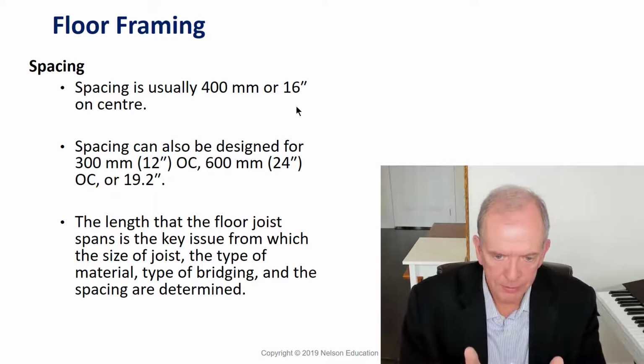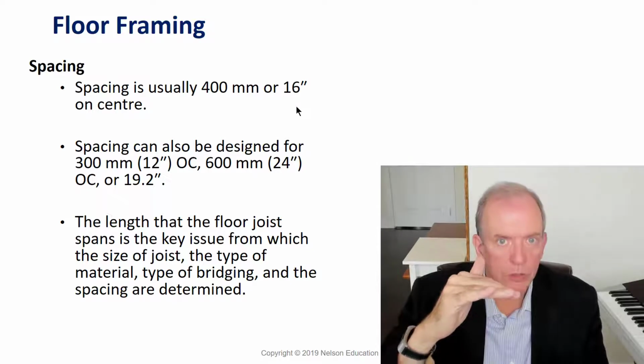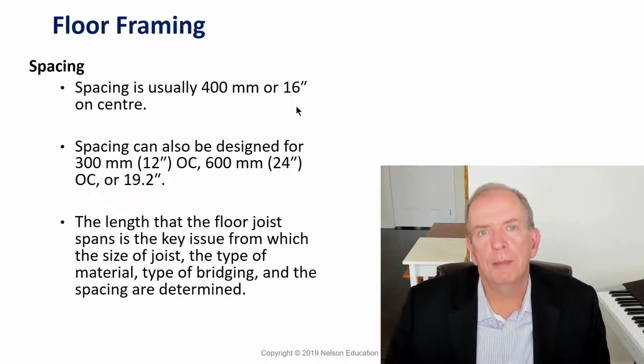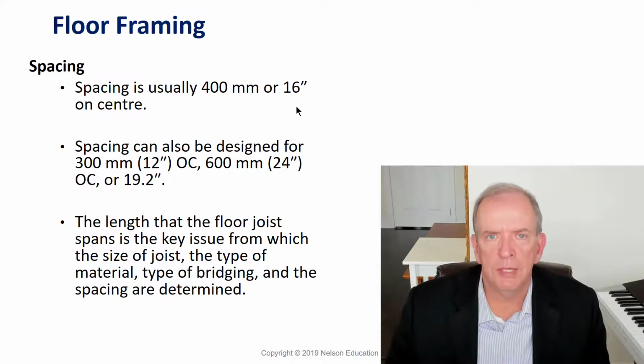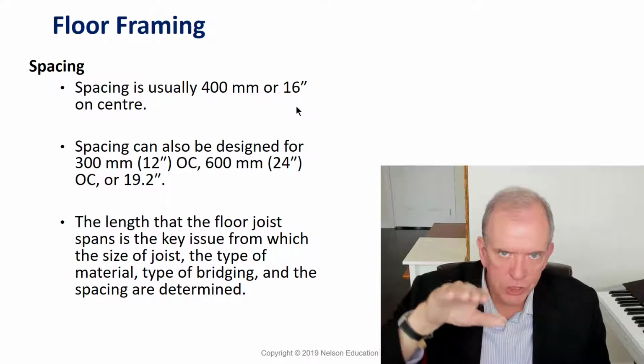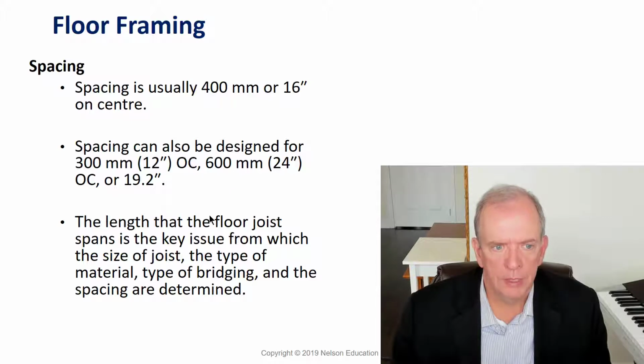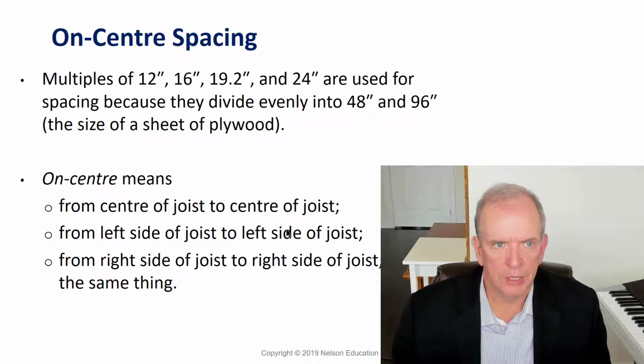The closer we have them together, we might get away with using a 2 by 10 instead of a 2 by 12. Or if we're putting ceramic tile on the floor, you might decide that it's much better to use 12-inch spacing because there'll be less deflection in the subfloor. That way the ceramic tile won't crack. So these are the factors that determine the spacing for walls and floors. Where 19.2 comes in for walls, I'll leave until the wall discussion in the next lecture.